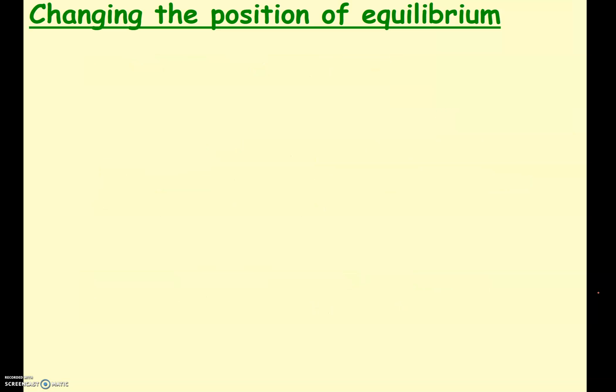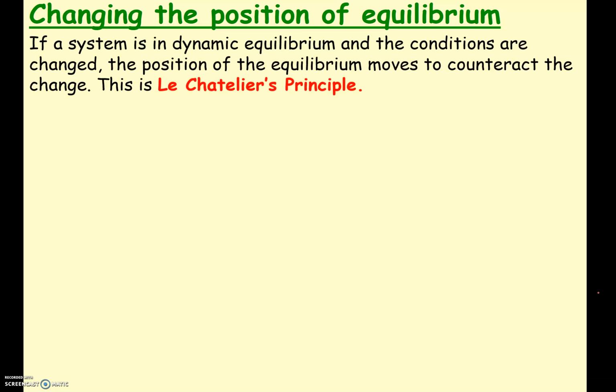Changing the position of equilibrium, we will come on to what that means in a little more detail when we look at some examples later on. It's a little easier to see when we're talking about color changes of solutions, so we will come on to that later. If a system is in dynamic equilibrium and the conditions are changed, the position of the equilibrium moves to counteract that change. That's just a different way of wording our definition of Le Chatelier's principle from the previous slide.